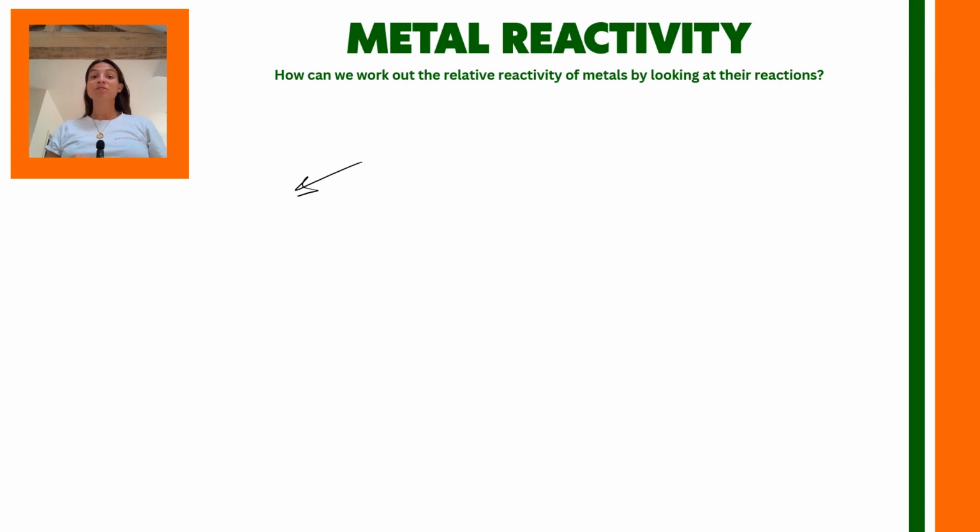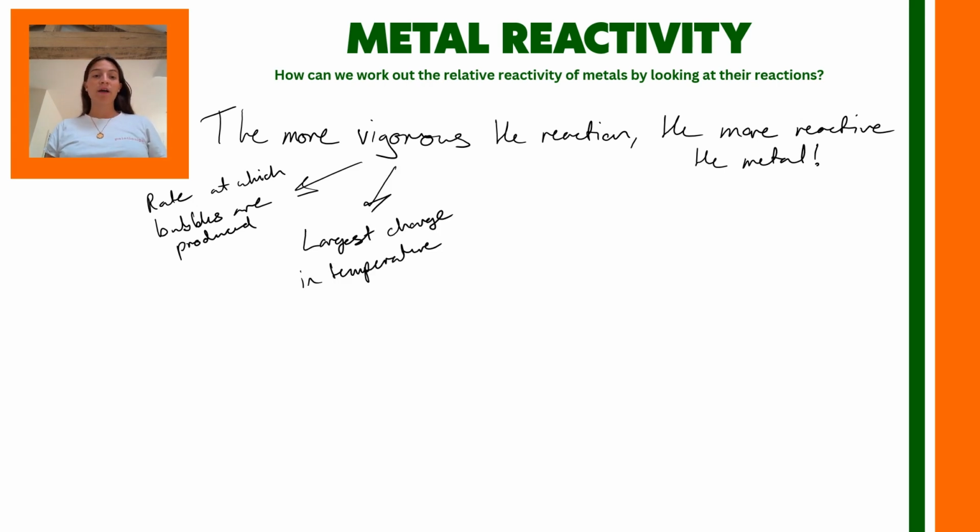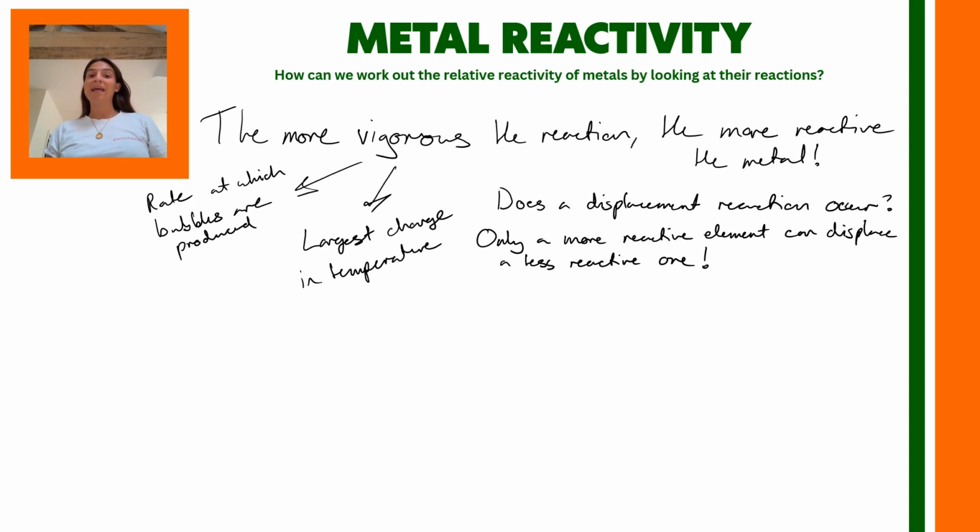Okay, questions about metal reactivity. So how can we work out the relative reactivity of metals by observations, by looking at their reactions? Basically, the more vigorous the reaction, the more reactive the metal. So the rate at which the bubbles are produced is something that you might look at, or the largest change in temperature for these reactions. Also, you could ask yourself the question, does a displacement reaction occur, because only a more reactive element is able to displace a less reactive one?